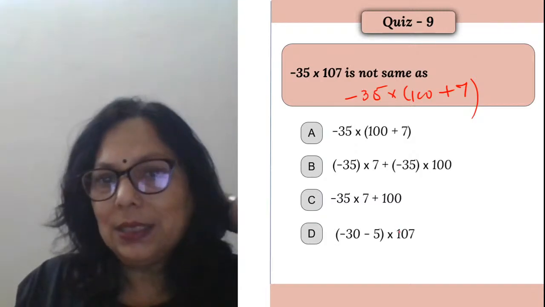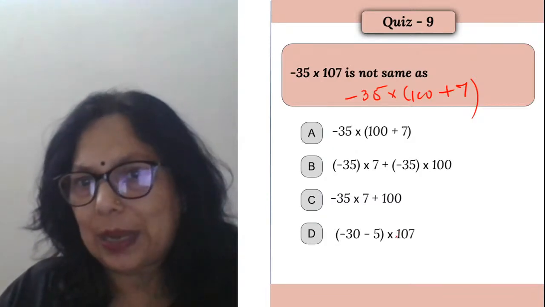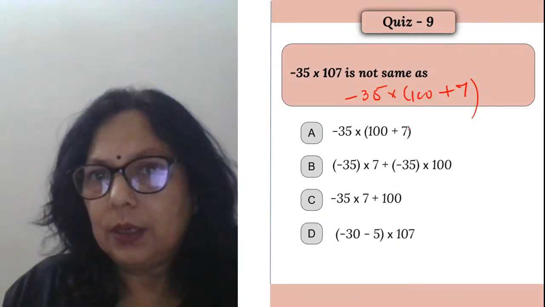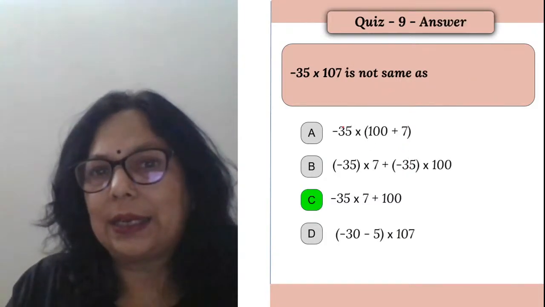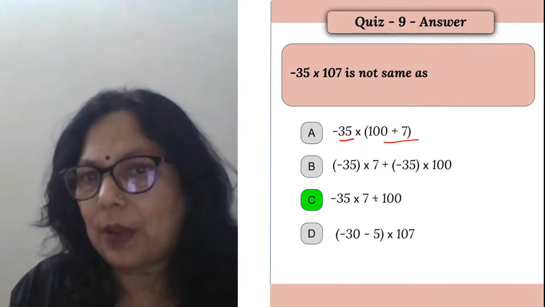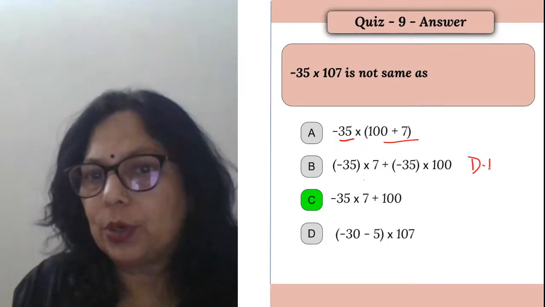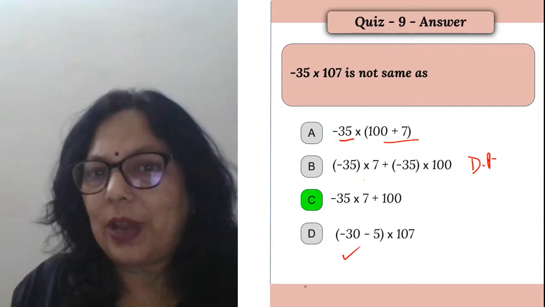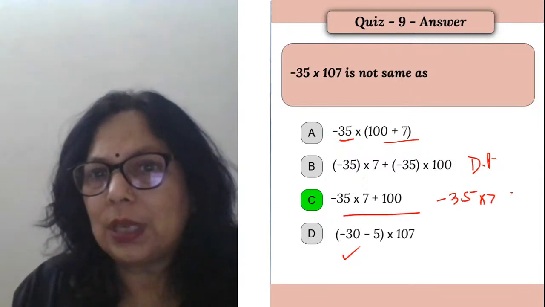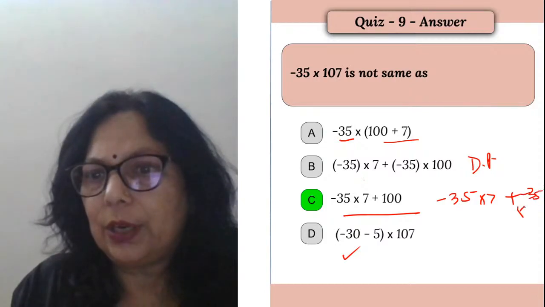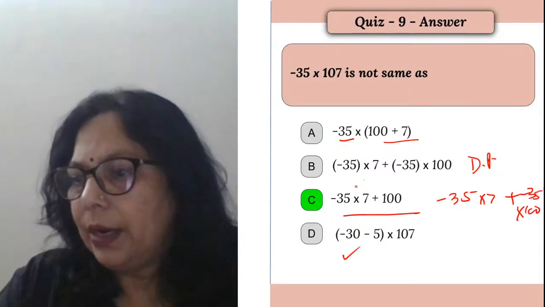Yes. Minus 30 into minus... which step is wrong? Come on. Yes. Very true. Option C is correct. See, this is the breakup of 30, 107. This is the distributive property. This is the breakup of 35. This is wrong. It will be minus 35 into 7 plus minus 35 into 100, not only 100.